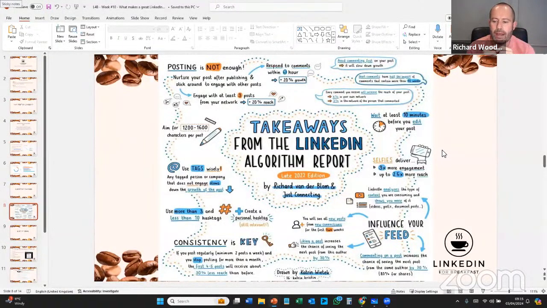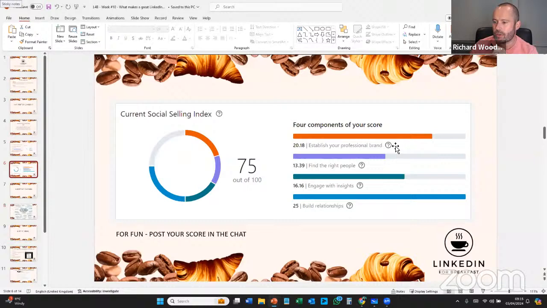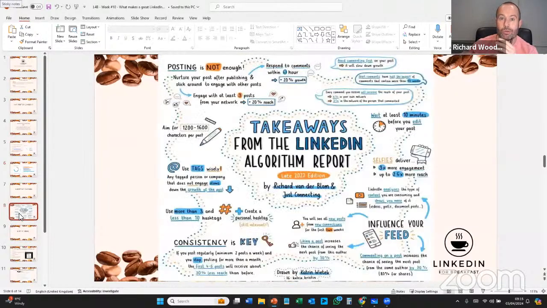The other thing is around hashtags. So a lot of people think about, well, actually, how many hashtags should I use? Well, this again is saying use more than 3, but less than 10 hashtags, right? And also create a personal hashtag. So like hashtag Richard Woods, because it will help you to build that personal brand. What did we say on SSI? Establish your professional brand, right? Use your hashtag for you, right? So why not? You've got up to 10 of them. Don't have to always use 10 of them.